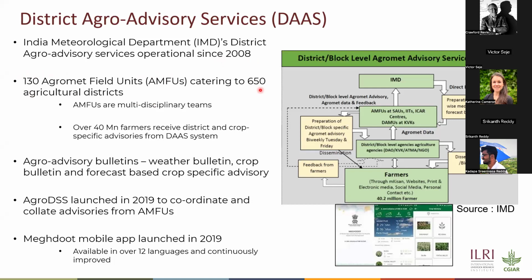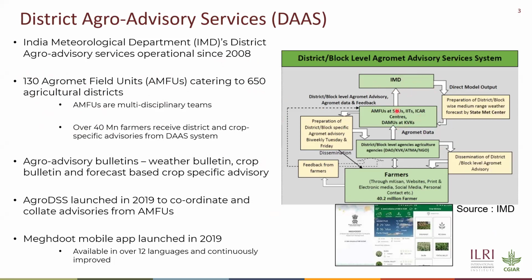And as part of this program, IMD established what are called AMFUs, agro-met field units, right? If you look at this picture to the right, this is how India's DAS program basically works. India Met Department generates weather forecasts and also a lot of climate data for all the 717 districts in India, right? Out of the 717 districts, there are about 650 agricultural districts. So you have 130 agro-met field units, which cater to about 650 agricultural districts in India. So technically that is one agro-met field unit catering to about 5 districts in India.